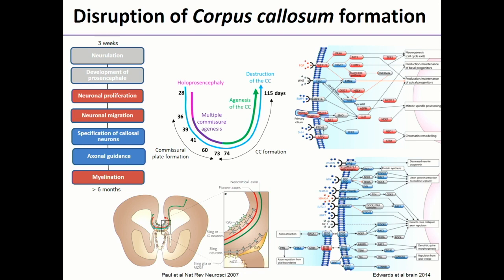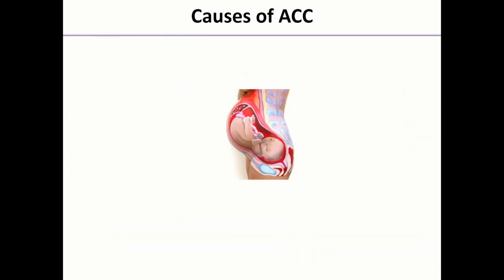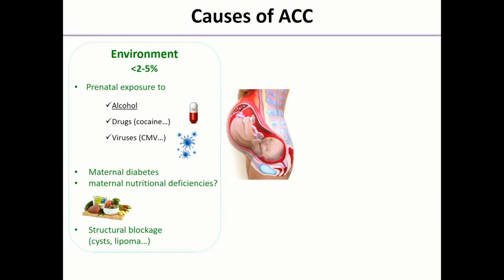This is a process known as axonal guidance, and all the pathways that are relevant to corpus callosum formation have been beautifully reviewed by Tim Edwards and Linda Richards in their Brain review paper. Just to say that the corpus callosum is not fully myelinated at birth, and it will continue to be myelinated after birth.